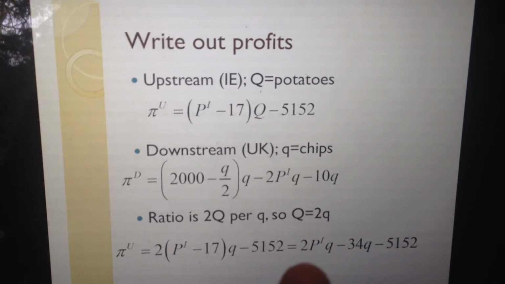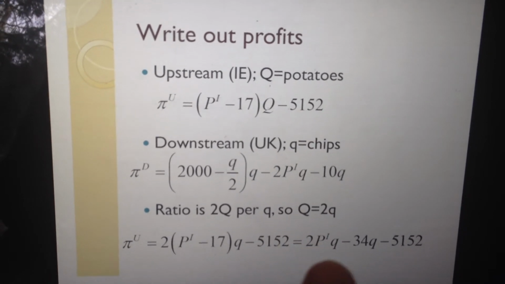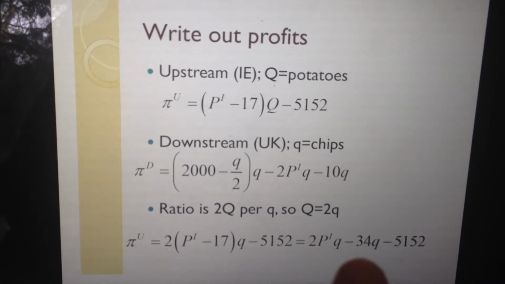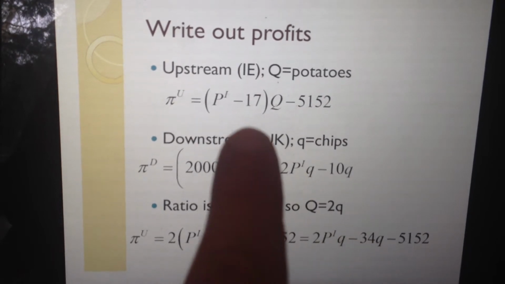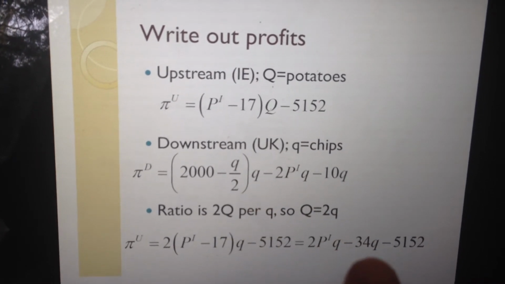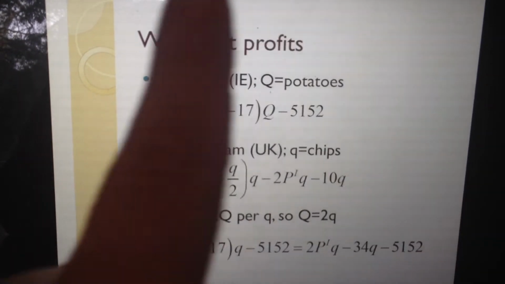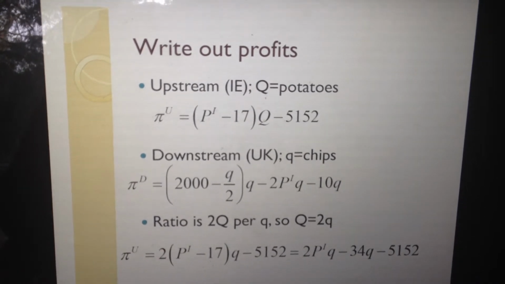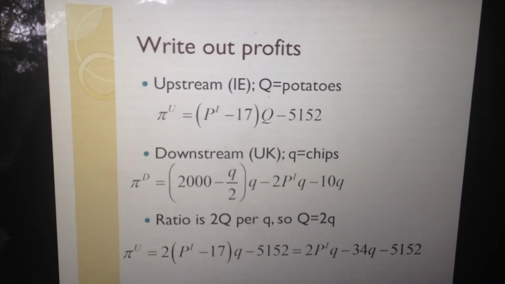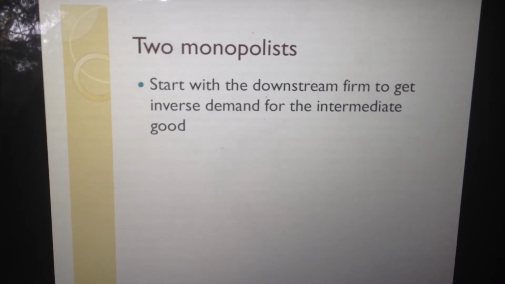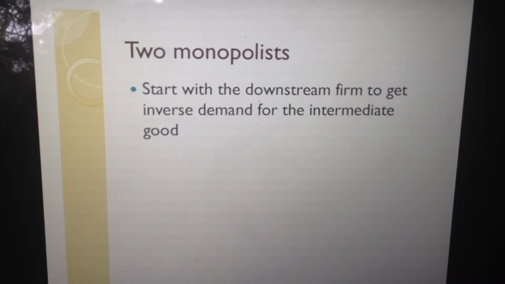So we can rewrite the profits as 2 times the price of a potato times the amount of chips that get sold, minus 34, 2 times 17, times the quantity of chips that get sold, minus the fixed cost. So now we've got everything in chips as opposed to chips and potatoes. It makes life easier. So suppose we have 2 monopolists. Always start with the downstream firm.